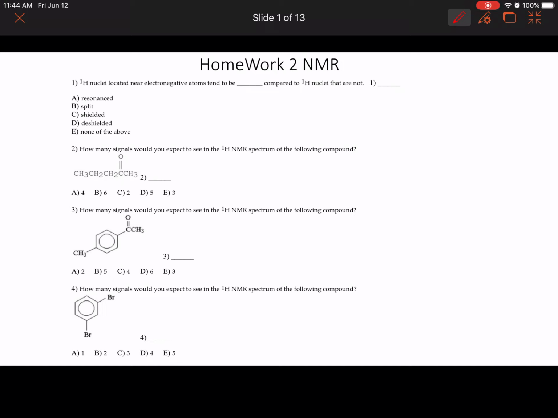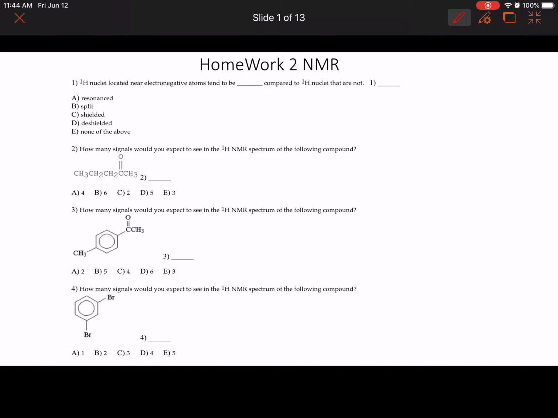The first one: proton NMR located near electronegative atoms tend to be resonance, split, shielded, deshielded, none of the above, compared to proton nuclei that are not. Which one is the correct answer? That is D, right? D, deshielded.